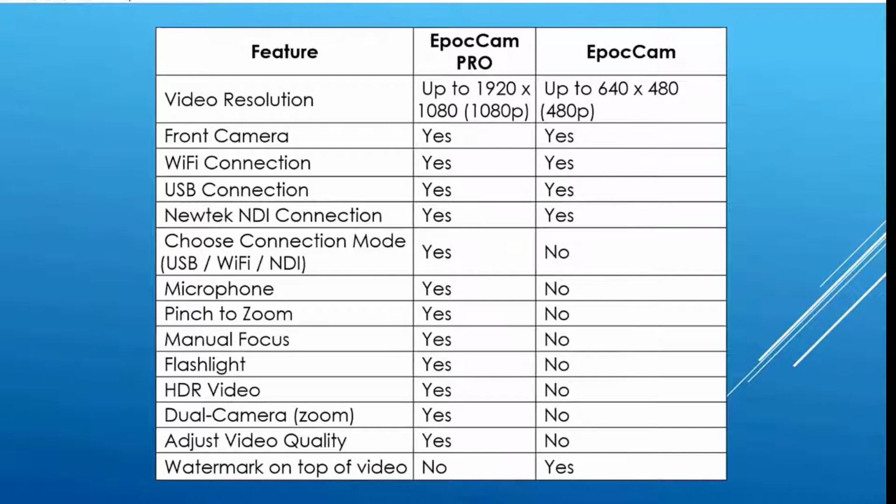You can use the manual focus. You can turn the flashlight on your camera and use that as a light. You can use HDR video, dual camera zoom, adjust video quality, and there is no watermark on the Pro version.